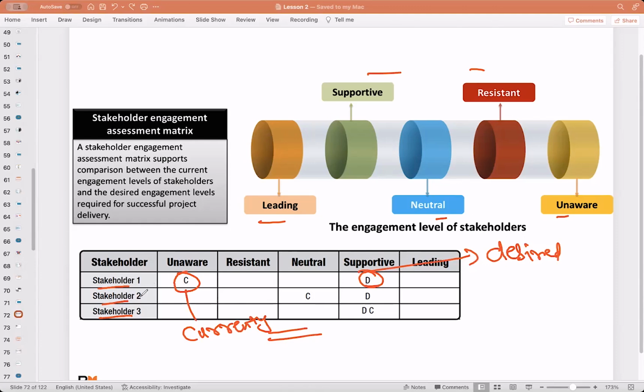Now stakeholder 2, what do you understand about him? He is currently neutral. I don't want him to be neutral in the project. I want him to be supportive. And stakeholder 3 is currently supportive and I am okay with that. Is that clear? I don't want further change. I'm okay with him continuing to be supportive. That's why D and C are in the same column. Make sense, all of you? That's it. Now moving on further.